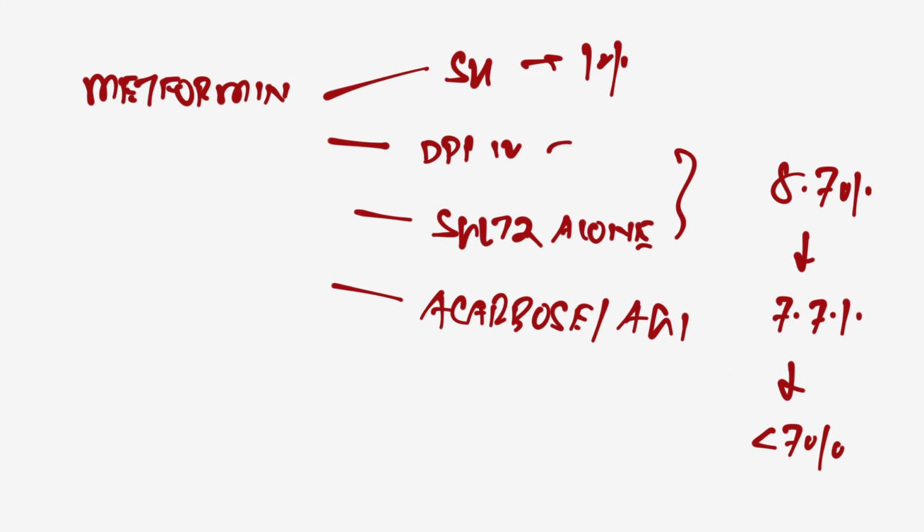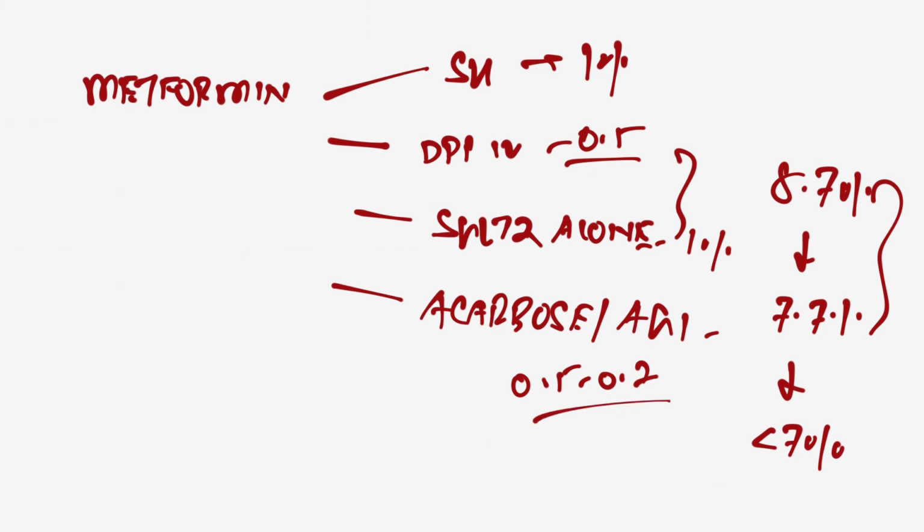Then let's say a DPP4 inhibitor, which will reduce the HbA1c by 0.5%. Clearly, it's not going to reduce enough. Let's say you add SGLT2 alone, a great choice, but the HbA1c reduction will again be close to 1%. So from 8.7, you reduce to 7.7 again. Acarbose, an AGI, will probably reduce HbA1c by about 0.5 to 0.7%. So again, it will not be enough.